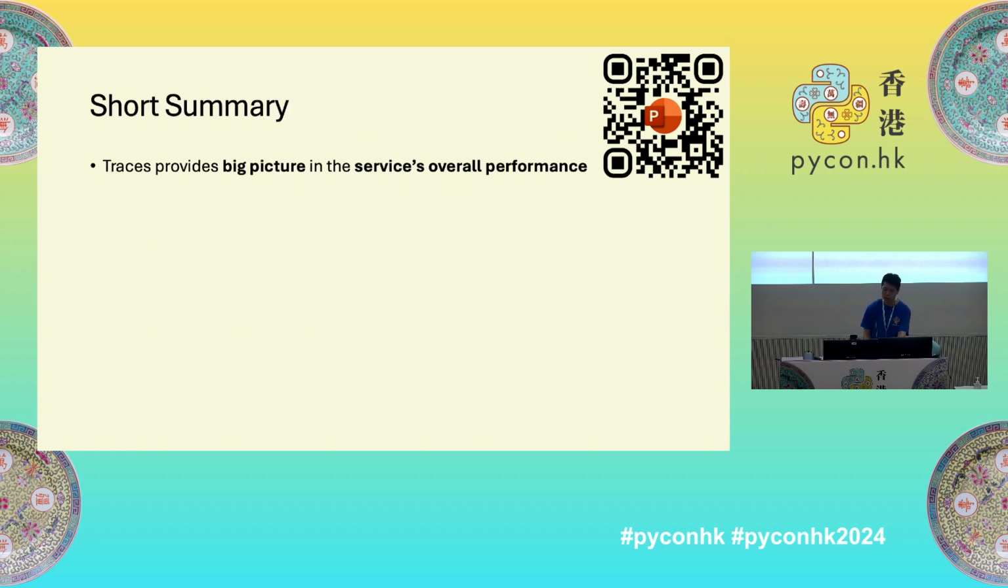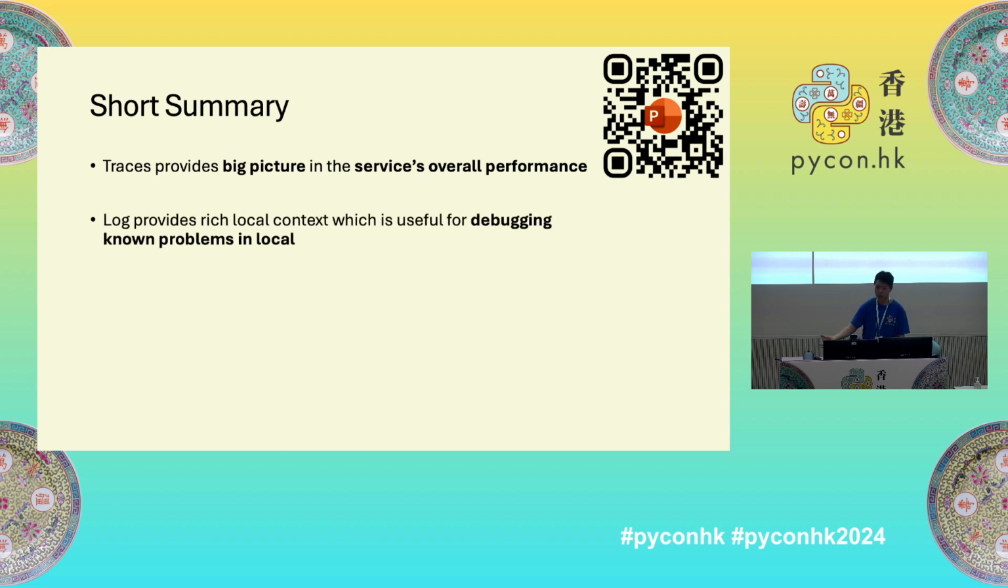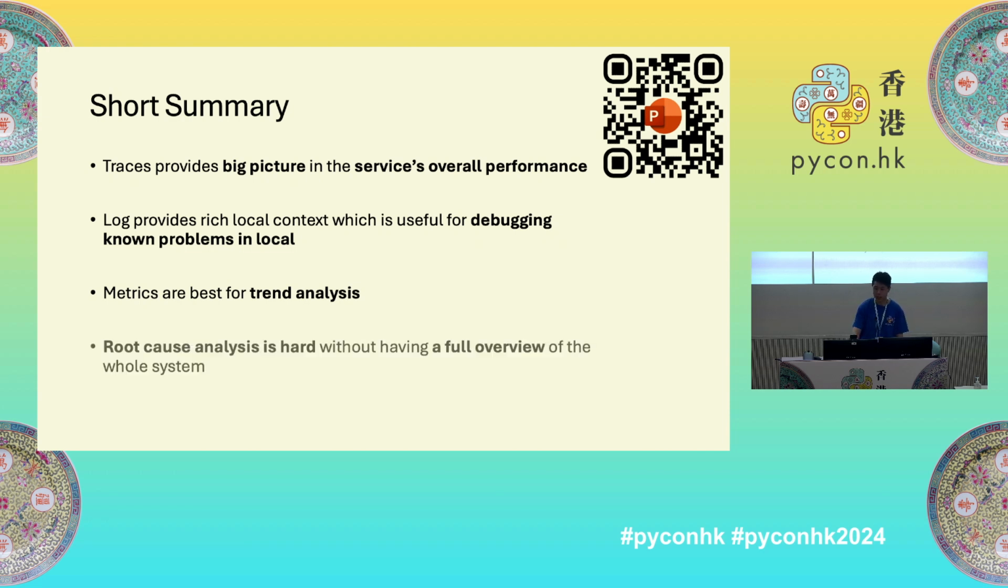So in short, trace provides a big picture of the service's overall performance. Log provides something useful for debugging some problems locally. So we have a lot of data that we know in our head, but not others. And metrics are best for trend analysis. So this is at least what those three pillars of observability are.